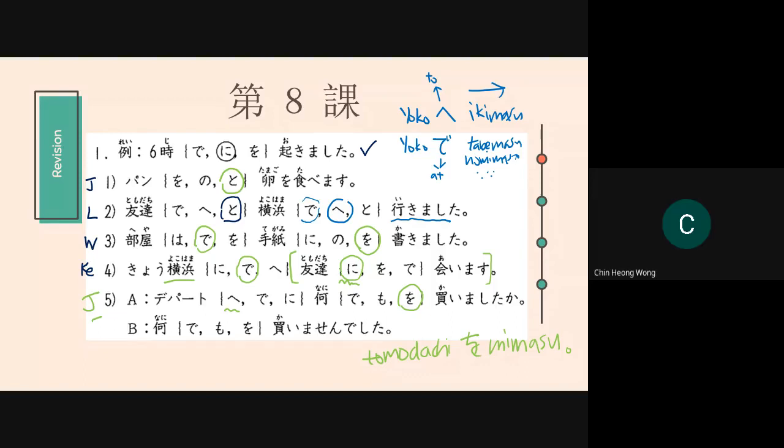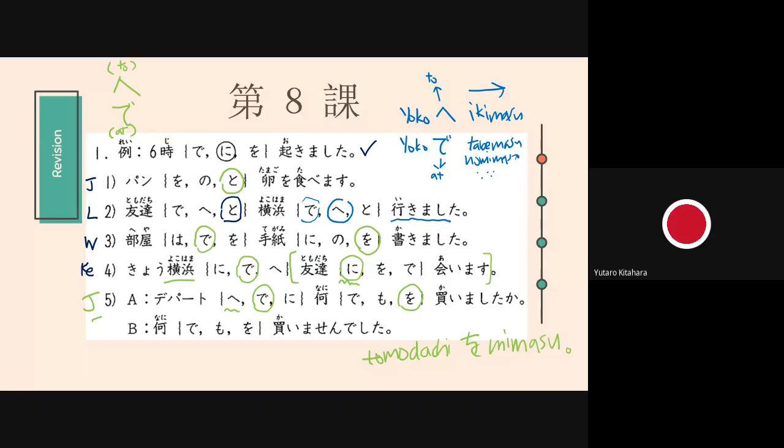Because this is a place. Depato de. Sorry. Correct, depato de. Okay, so, yeah, very good. You notice, right? Very good. Okay, because of e and de, they have their own translation. So again, e is to, and de is at. So if you use e, it becomes to.